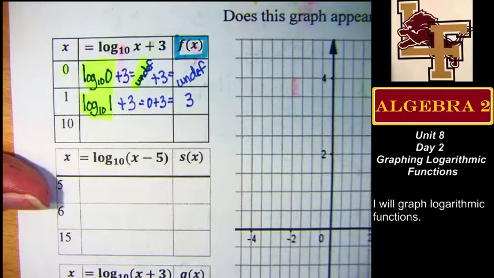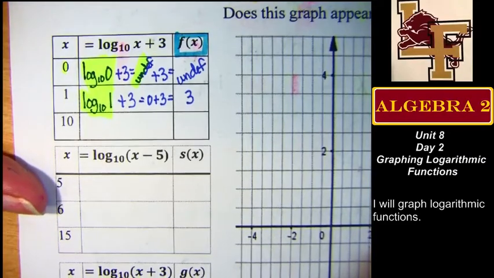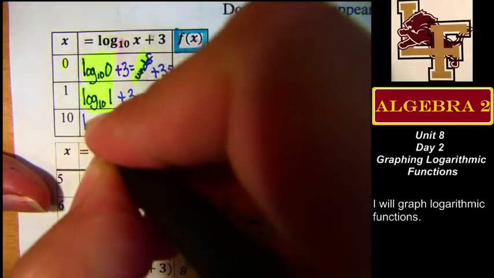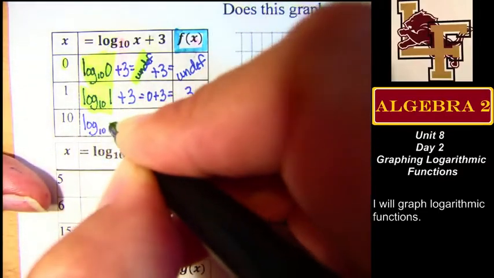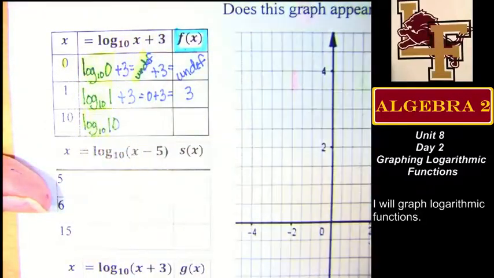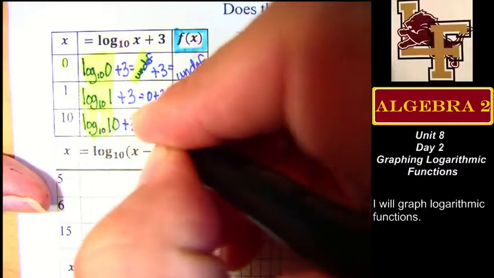Do you see it? I'm highlighting what we've got to resolve first. I can't do that plus 3 until I'm done with the log. Log base 10 of 10, resolve that first: 1. And then plus 3 is 4.